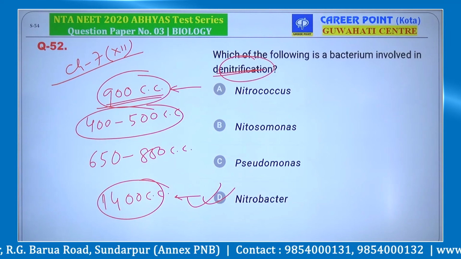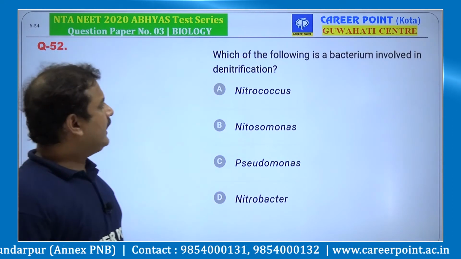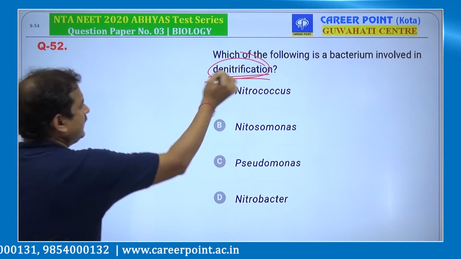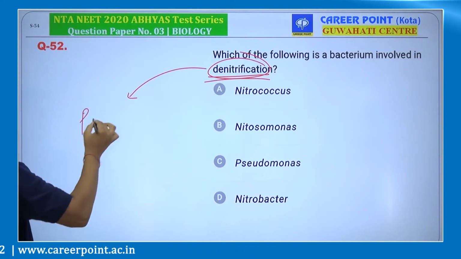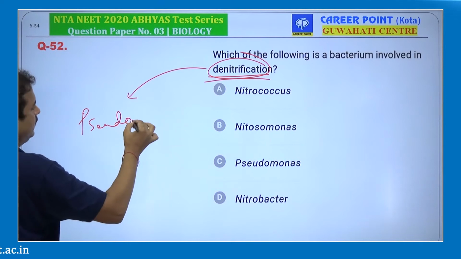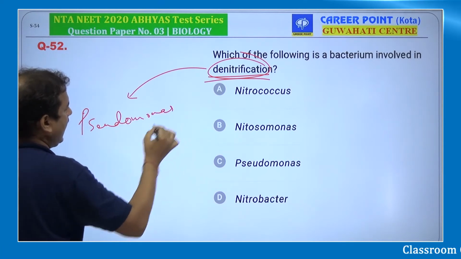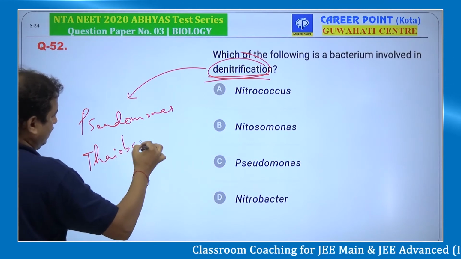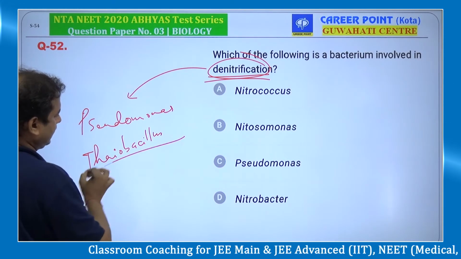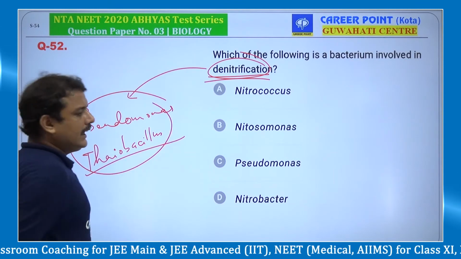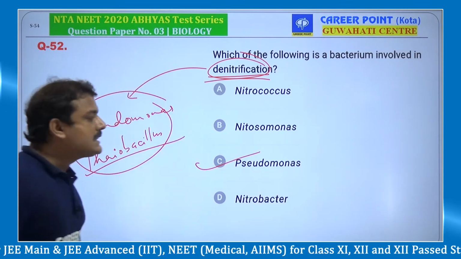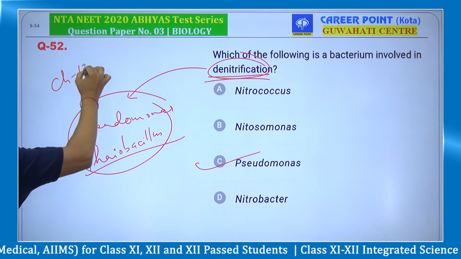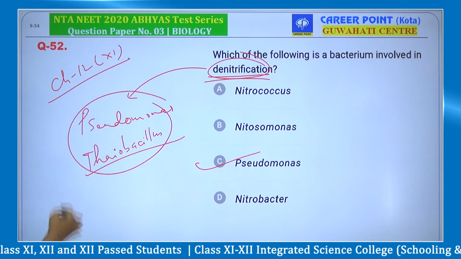Next, which of the following is a bacterium involved in denitrification? Denitrification is done by two bacteria. One is called Pseudomonas and Thiobacillus. So Pseudomonas and Thiobacillus, these bacteria cause denitrification. So here answer is C, Pseudomonas. It is from the chapter 12, class 11, mineral nutrition.